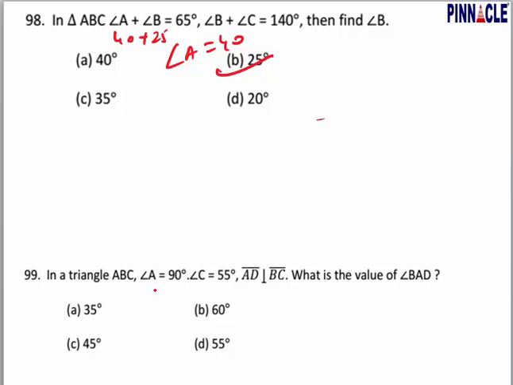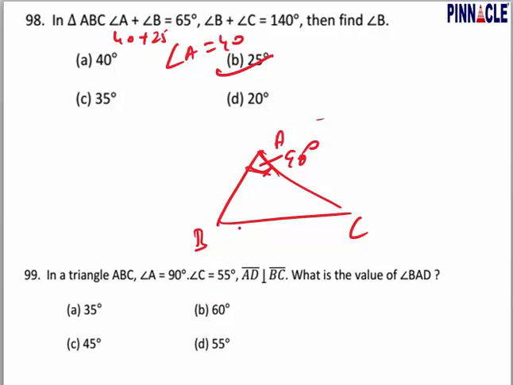In a triangle ABC, A is equal to 90 degrees, C is 55, AD is perpendicular to BC, what is the value of BAD? Now in ABC, A is 90 degrees, C is 55, then B would be 35, because 90 plus 55 plus 35 is 180. So this would be 35, this would be 55.